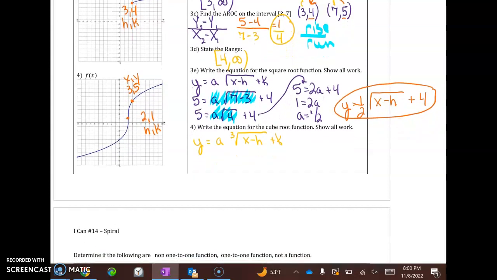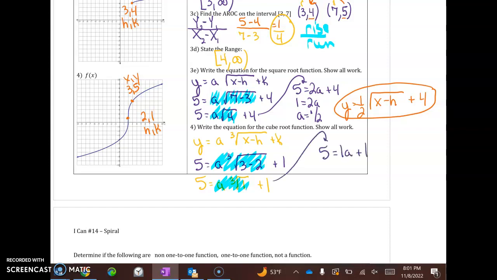But I'm going to do the same thing. I'm going to put y in, figure out what a is. I'm going to take x and subtract h. I'm going to add my k, and then I'm just going to spend some time here. And to do that, I'll have 5 equals a with the cube root of 1. The cube root of 1 is 1.